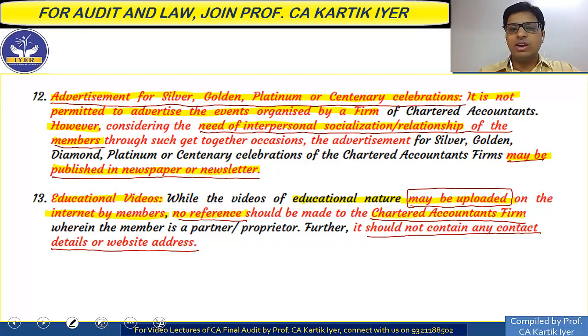Firm name should not be revealed, wherein the member is a partner or proprietor. Further, they have said it should not contain any contact details or website address in relation to this. Now remember, this is for CA in practice, so that their firm name doesn't grow. So you should remember that. That is nothing but your educational videos related. So now you can see some specific areas that have been covered nicely by ICAI, on which a separate question can come in the exam. So be very, very alert and careful when you are answering these questions in the exam.